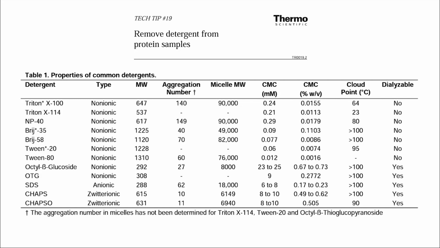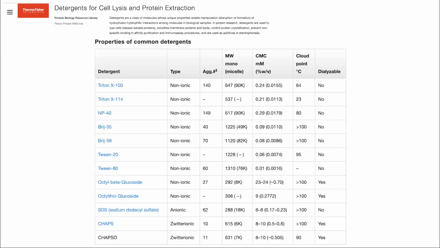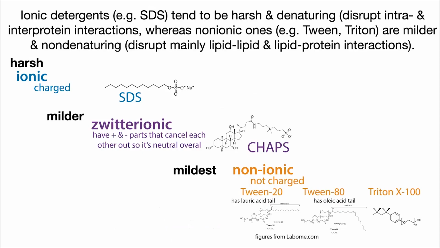So the exact detergent you're going to choose is going to depend on various properties. But again, you're usually starting with some sort of protocol. People have figured out what works best for various types of experiments. And so you often want to at least start by going with that.